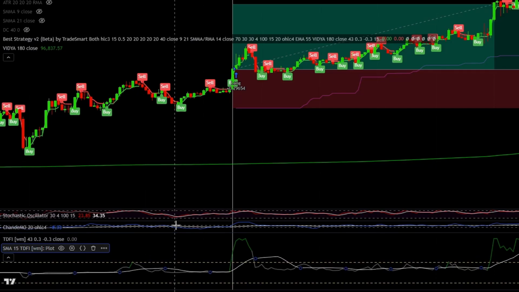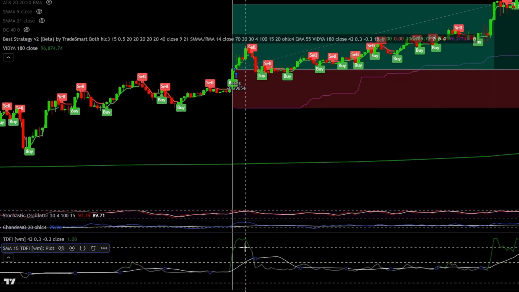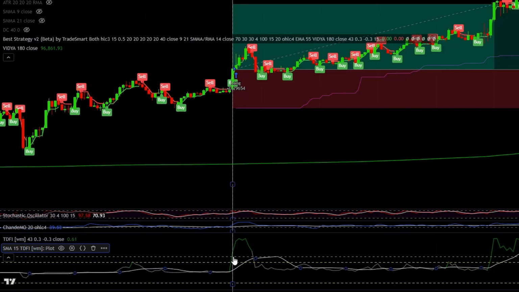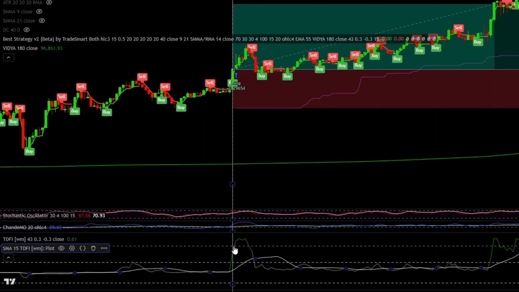A long entry is only valid if the TDFI line, which is this line, is above both its upper limit level, the 0.3 level, and its moving average, this white line. At this entry signal, that is true, so it is a valid entry.